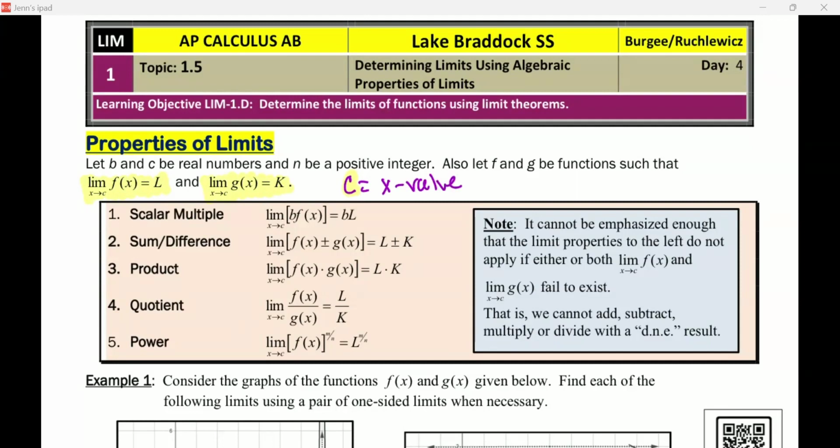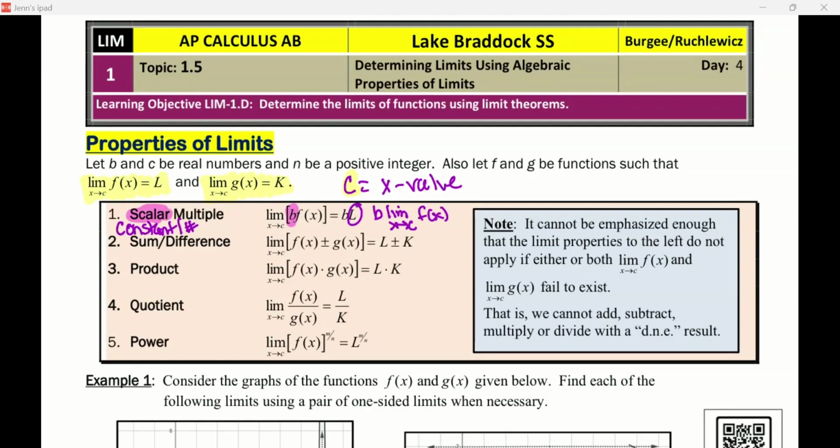So the first property of limits we're going to talk about is the scalar multiple. Scalar is a very common word we're now going to use in calculus. We're going to move away from using the word constant. A scalar is just a constant or a number. So the way the scalar multiple property of limits works is if you have a constant multiplied by some function, and we want to find the limit as x approaches c, we can pull that constant out, find the limit as x approaches c of f of x, and then multiply that constant by the limit that we find. So that's our constant rule.